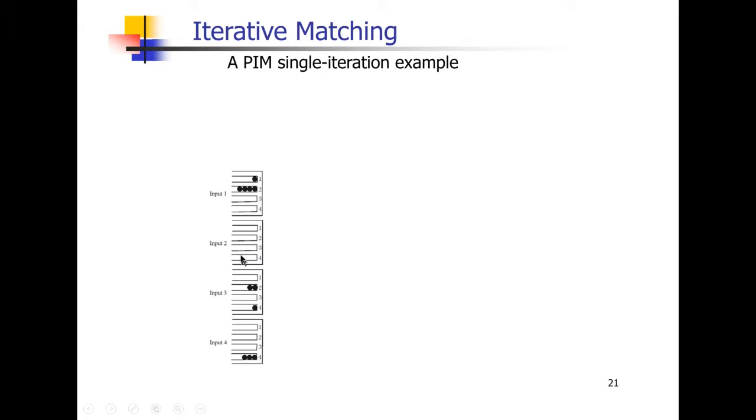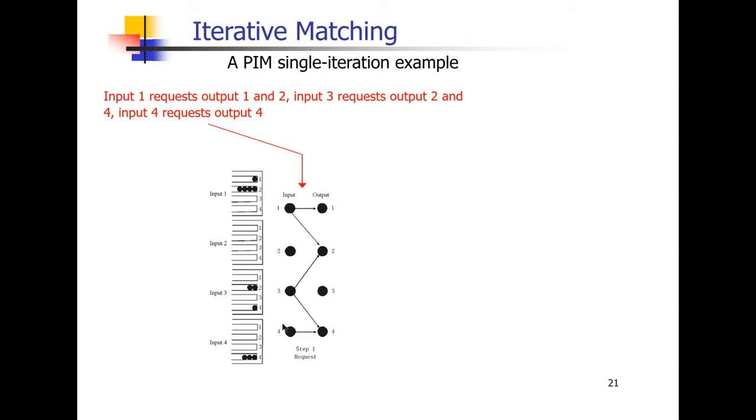Only the head of the line cells are considered because the other ones cannot be scheduled in that specific time slot. This is the initial set of requests, which is mapping the situation that you have there. And we take this as the request step in iteration number 1.